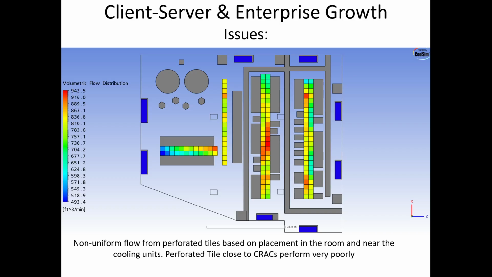This is an image from CoolSim of the performance of the floor tiles as a function of mass flow rate. You see here we're looking at cubic feet per minute, CFM, and the range here is from 492 to 942. We're seeing a factor of almost 2 in performance across that room. And you can see again, as I get close to a cooling unit, the airflow coming out of the tile declines. That's because, again, we have high velocity air coming out of this cooling unit under the floor, and therefore there isn't much static pressure right here.